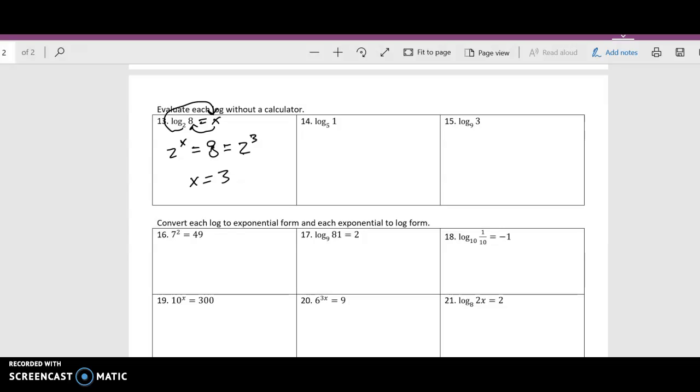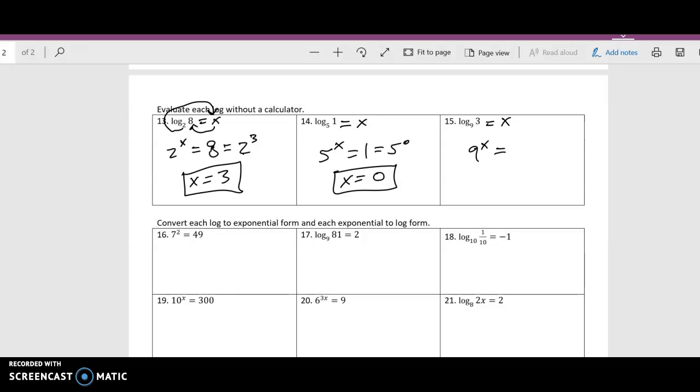If these bases are the same, then the powers have to be equal. Okay. If this is equal to x, 5 to what power is equal to 1? Well, 1 is the same as 5 to the 0. Anything but 0 raised to 0 is 1. So x here is 0. And I introduced this x, so technically the answer is just the number, right? Because I made it into an equation so that I could simplify it and solve it.